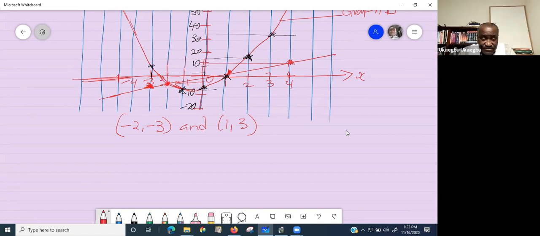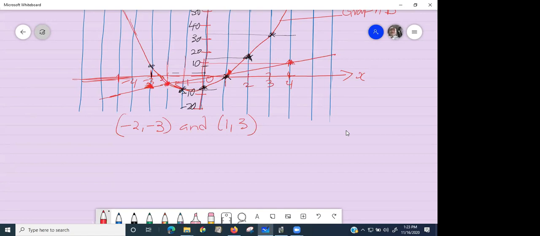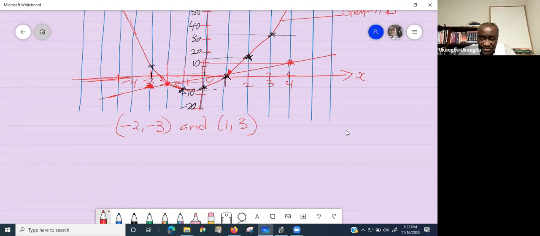Can you repeat what you just said? Yes. If it has two points of intersection, that means the equation has two real solutions. If it has no point of intersection, that means the equation has no real solution. If it has only one point of intersection, that means the equation has only one real solution. So once you plot your graph, you are going to get several scenarios, and based on what you get, that's going to help you make your conclusions.